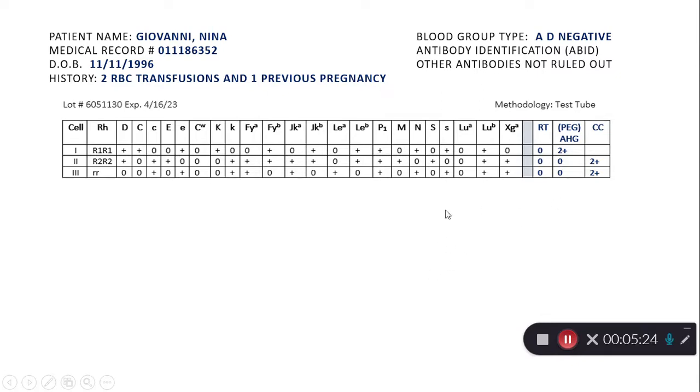Notice how I'm just using the letter big E, little e, big D, P1. That means antigen in blood bank and transfusion medicine lingo. If you're referring to an antibody, you must use the prefix anti, A-N-T-I, before the word to indicate that you're referring to an antibody, not an antigen.